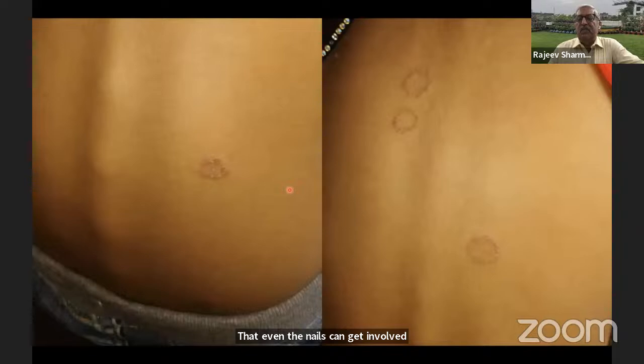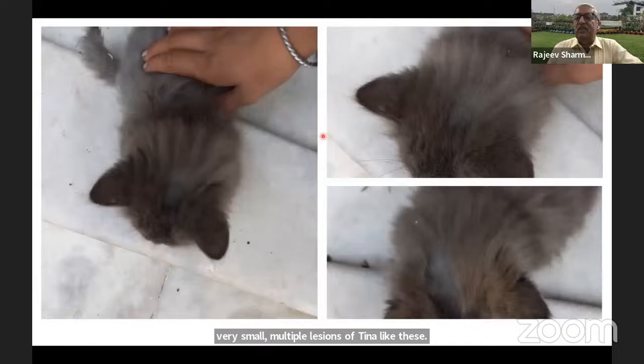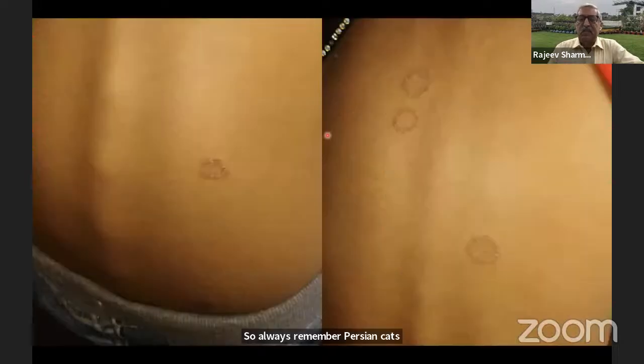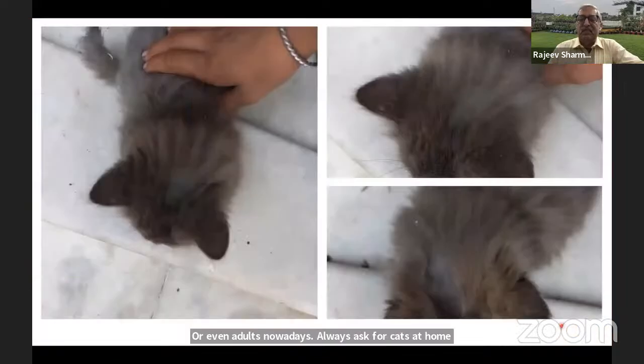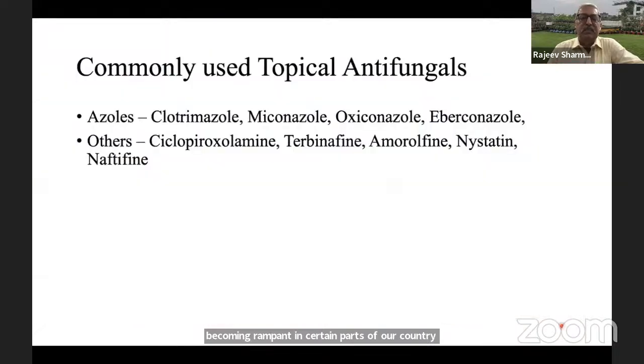And this is a peculiar problem which is occurring now. Have you seen such patients? Small children coming with very small multiple lesions of tinea like these. So always remember Persian cats and cats at home. If you get multiple small lesions on the body of a child or even adults nowadays, always ask about cats at home. Because this is a different type of tinea which is caused by Microsporum canis, which is seen in cats and is now becoming rampant in certain parts of our country where the Persian cats are spreading like anything.